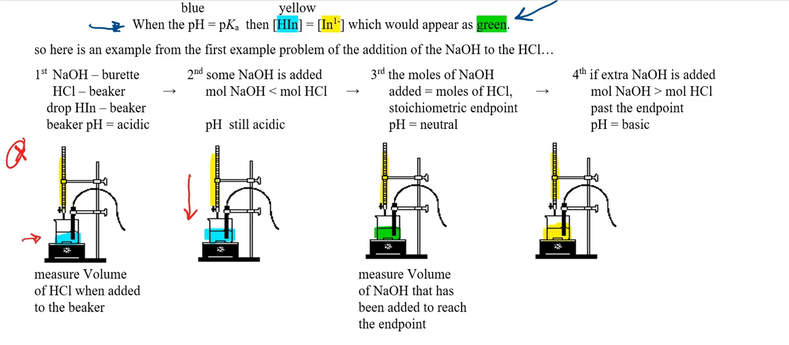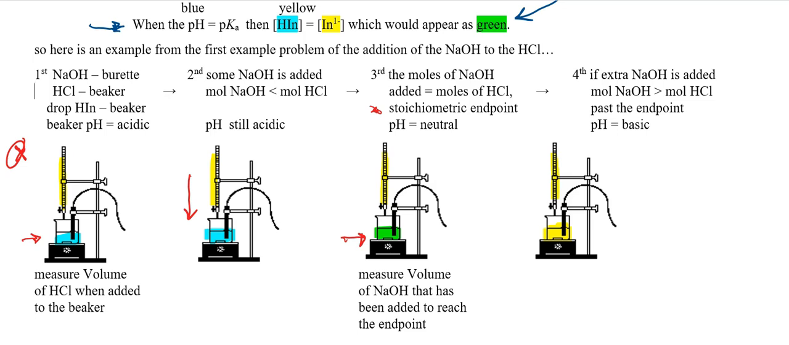But at some point, you're going to get to the perfect point where the moles of sodium hydroxide added are equal to the moles of the HCl. That is called the stoichiometric endpoint. A lot of people call it an equivalence point, and pretty much everybody calls it an equivalence point. But right now I'm focusing on that stoichiometry, which is why we're calling it the stoichiometric endpoint. So you're at this point where everything's done.